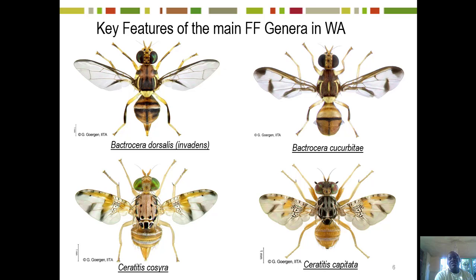The main difference between the Bactrocera species and the Ceratitis species is that if you look at the scutellum, you have more yellow spots on the Bactrocera than on the Ceratitis. Instead, the Ceratitis species will have dark spots on the scutellum.